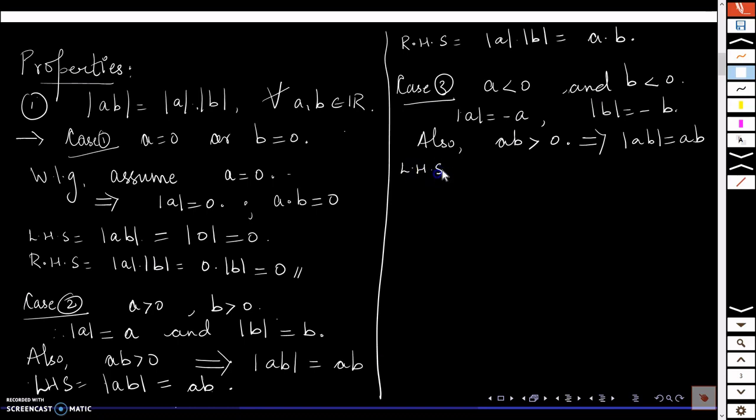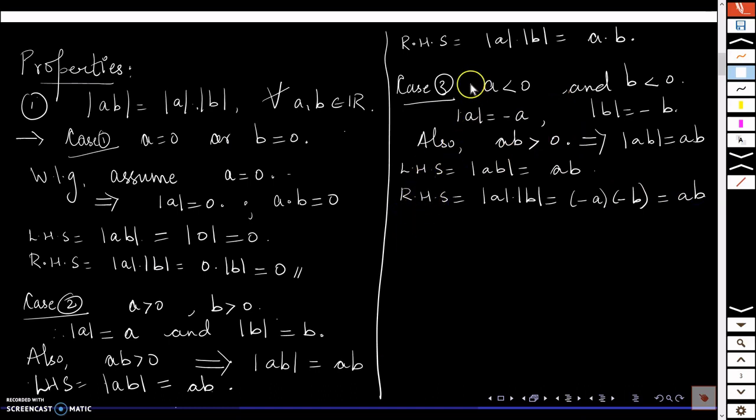So again, now the left hand side will be mod AB, and that is nothing but AB here because AB was positive. And the right hand side is mod A into mod B, but mod A is minus A, mod B is minus B, so this is minus A into minus B. Minus will cancel out with this minus and you are left with AB. So even in this case, left hand side is equal to right hand side.